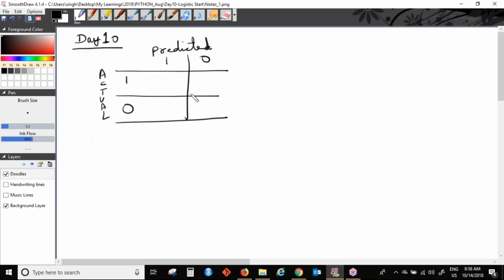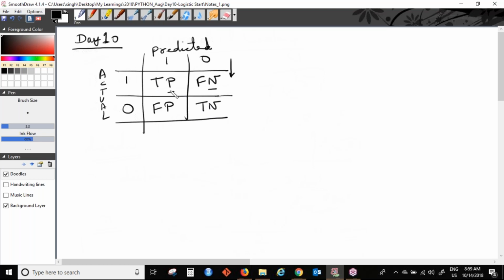So we draw a table like this, and each of these boxes we give them some name. So what's the name of this? Yes, this is true positive. Okay, this is false negative. So whatever comes here is false negative, negative for the second word. What's this one? Yes, false positive. This one is true negative. Okay, so these are the four words we have.